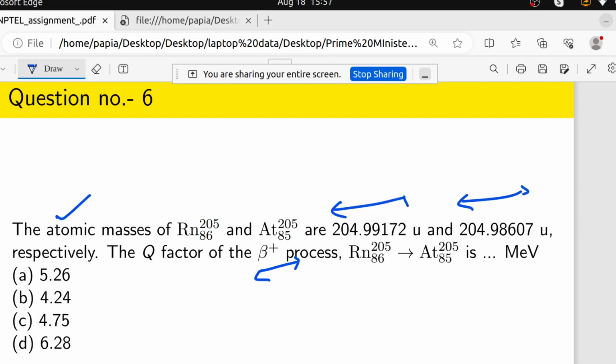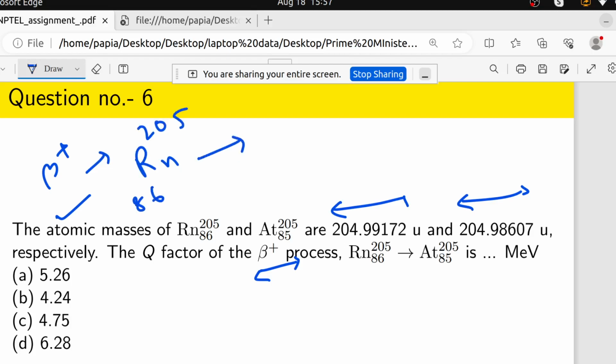So atomic masses means, as we have already told, that atomic masses should be written in terms of nuclear masses, because the general expression was nuclear mass of parent minus nuclear mass of daughter, right? So in that beta plus process, first of all I just want to write the beta plus process. What will happen?